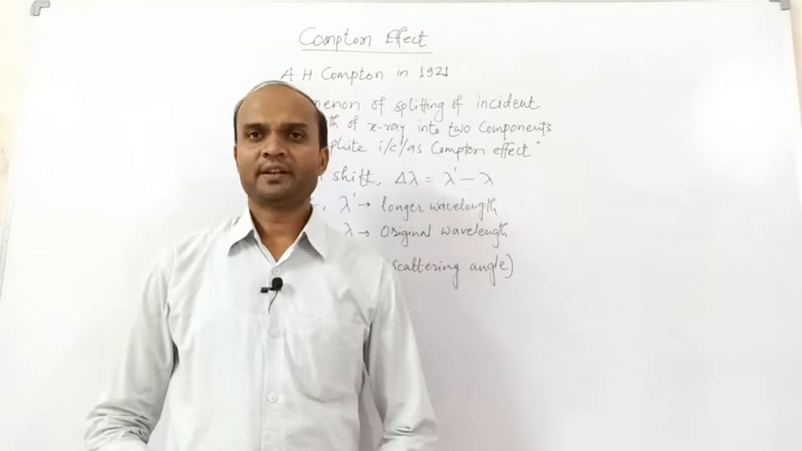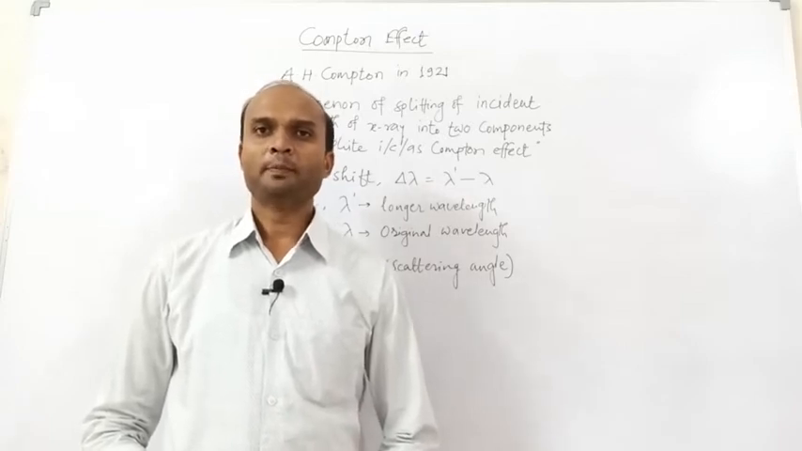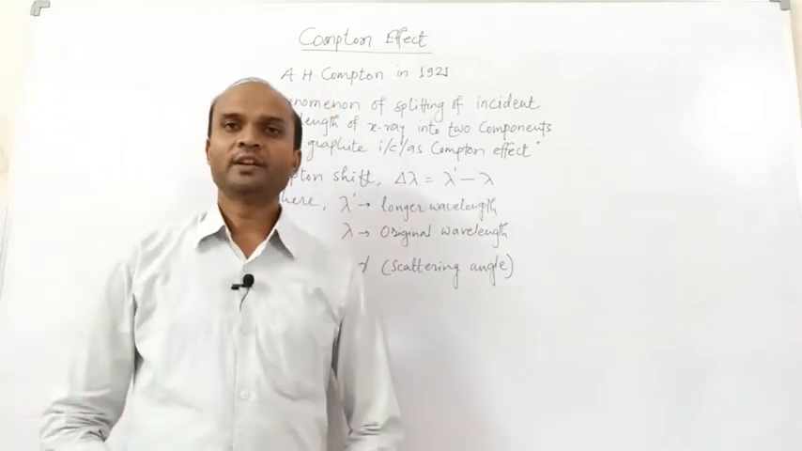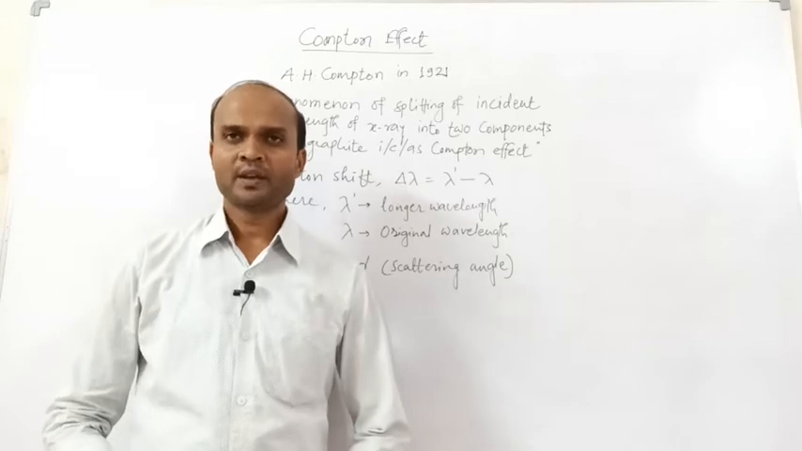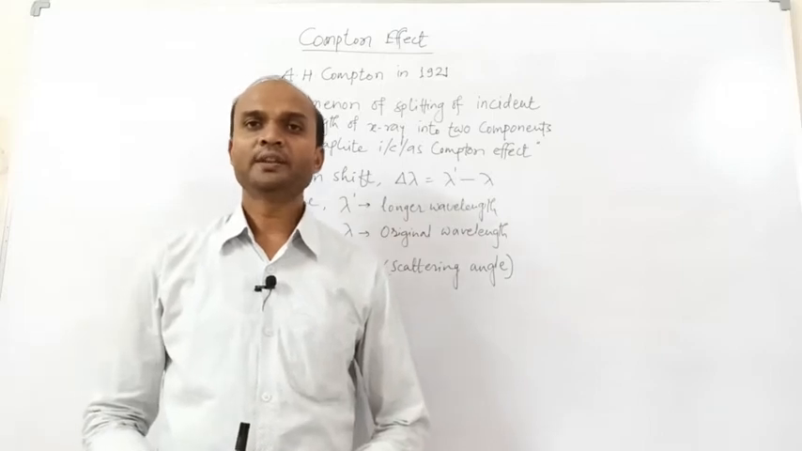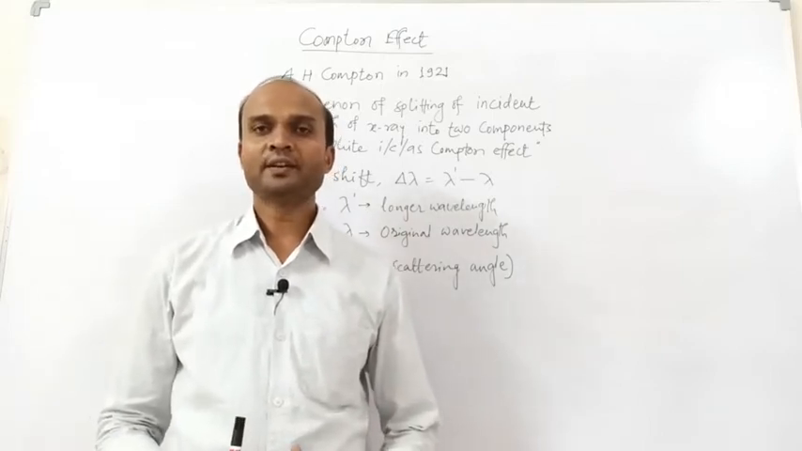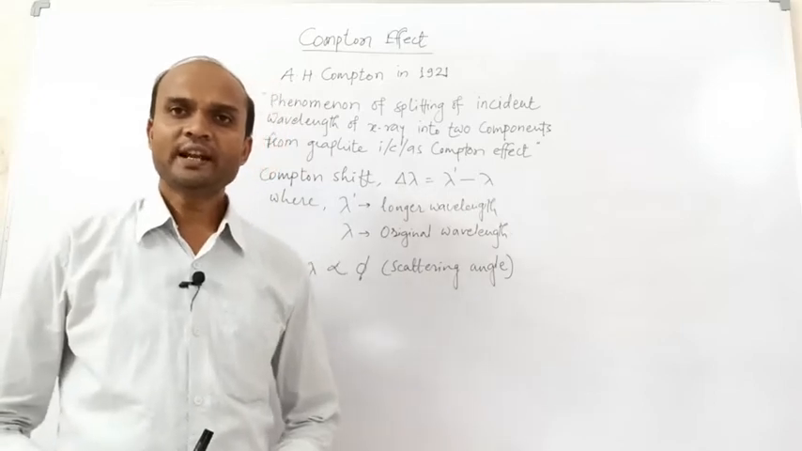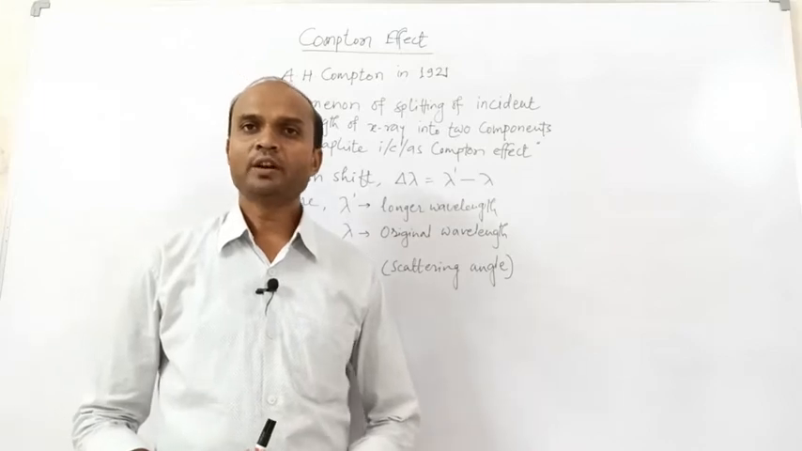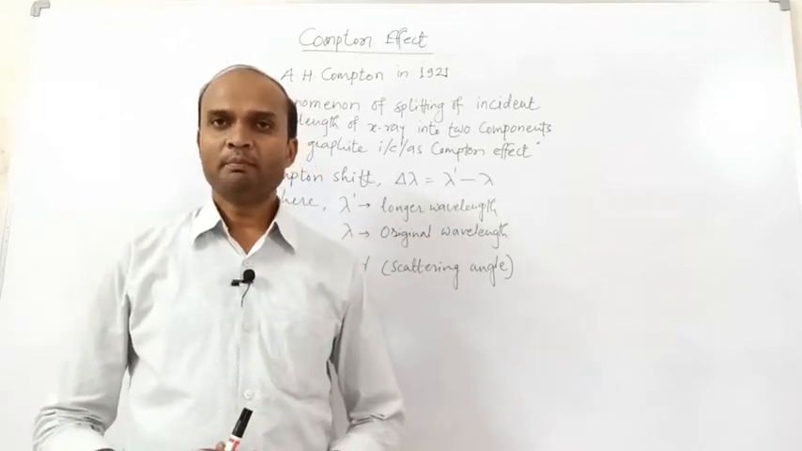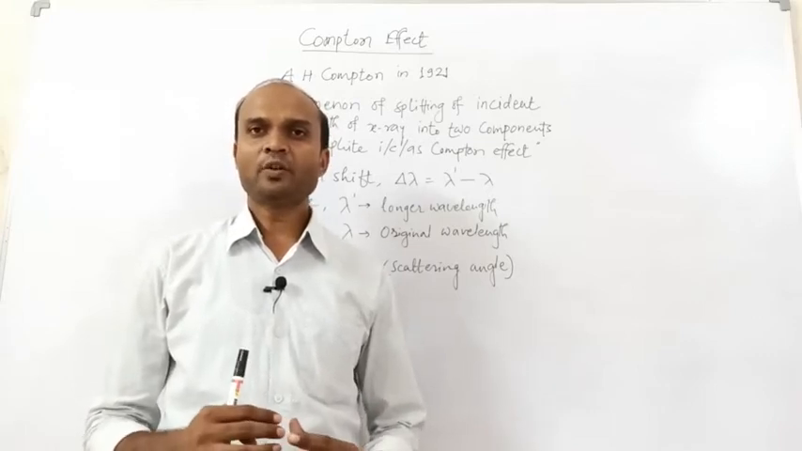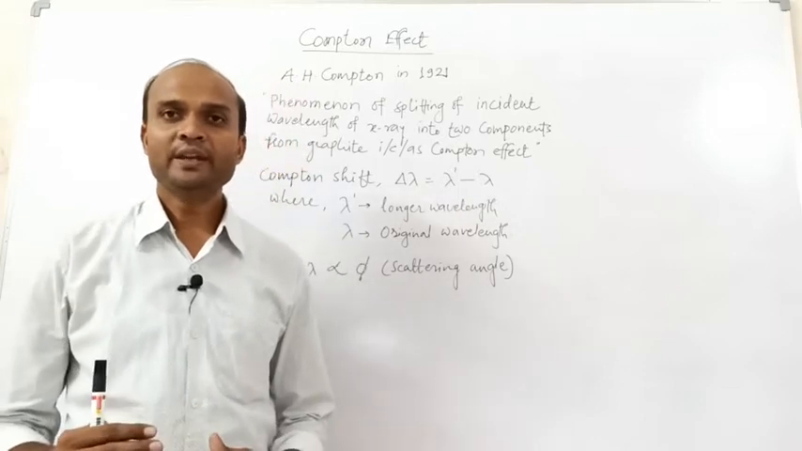This Compton effect was first discovered by a scientist A.H. Compton, and it was discovered in the year 1921. This effect was related with an interaction of light with matter, and this interaction of light with matter was first studied by the scientist Thomson. But Thomson studied the interaction of light with heavy elements.